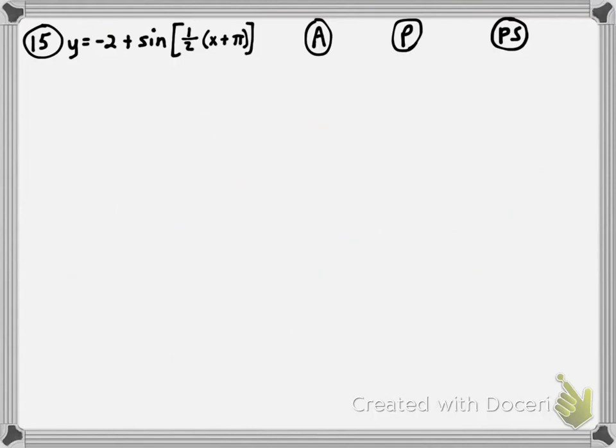Alright, so at least we get to finish on the sine. Amplitude is 1, period, 2 pi over 1/2. Can we do that in our heads? 2 pi divided by 1/2 would be 2 pi times 2, so 4 pi.